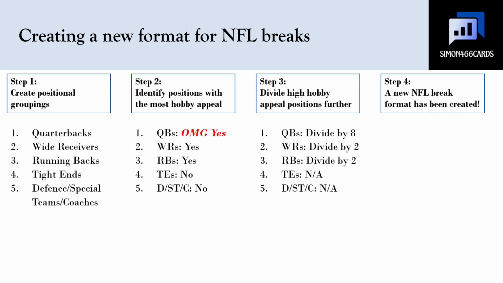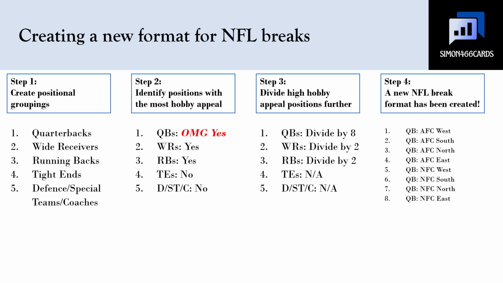So the first step is quarterbacks. How do we divide them up? Well, you divide them up by division. So you get 8 distinct quarterback division groups. The next one for wide receivers, you divide them just by 2. Divide them into AFC and NFC, and then you divide that by AFC and NFC for running backs as well. And then for tight ends and defense and special teams, you don't need to divide them at all, just take the whole league. And right there are 14 different groups that could be used for a break that's unlike any other type of break that I've seen before.